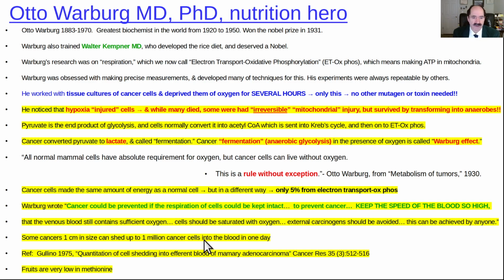Other little quick points. You need a good functioning immune system. Just a 1 centimeter diameter cancer can shed like 1 million cancer cells in the blood. It's your immune system that clears all those cells. So that's why you want to do things to keep your immune system healthy. Get your sleep, exercise a lot, things like that. Get your sunshine for your vitamin D3. Don't take it by mouth. It's better to get it by going out in the sun. Eat things like fruits. They're very low in methionine. So anyways, hope that's helpful.